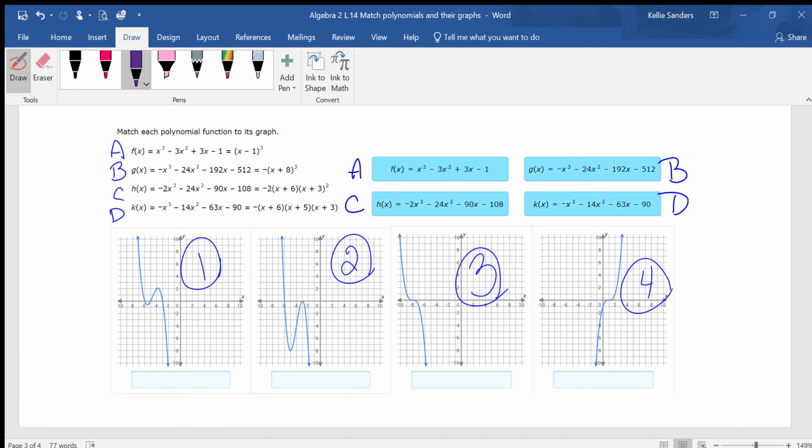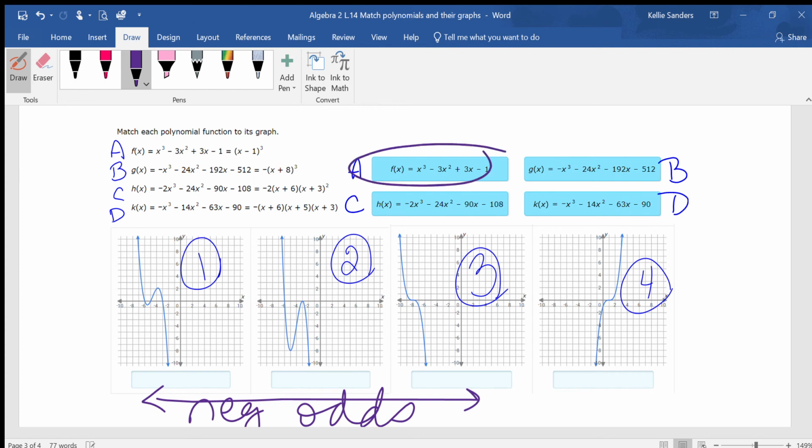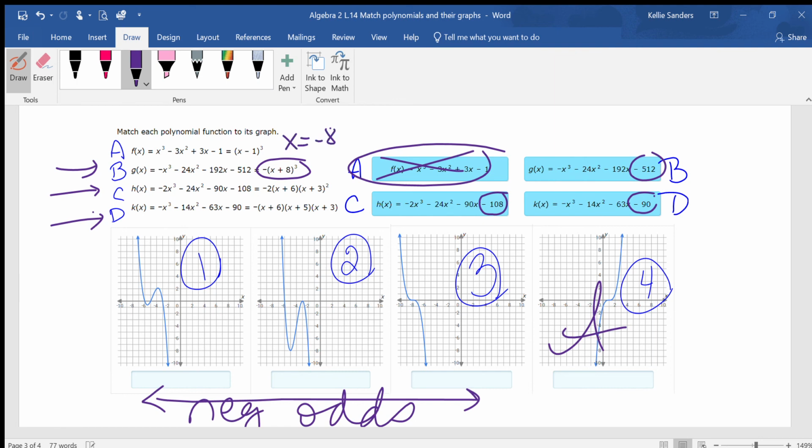A negative odd, a negative odd, negative odd. So all three of these are negative odds. This one is the only positive odd. So I've taken out A. They all cross the y-axis at negatives, so I'm not going to look at that. So then we're going to look at B, C, and D. This crosses only the x-axis at negative 8. So which one only crosses the x-axis at negative 8? It's 3, so this is going to be B.